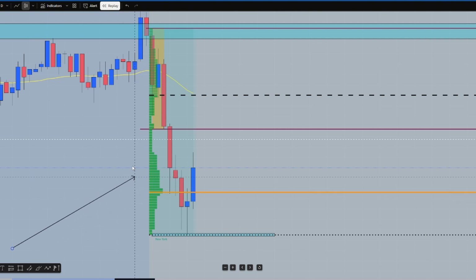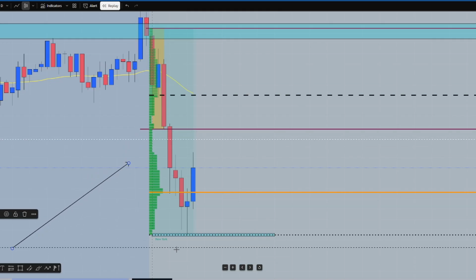And right now, what we can see happen is it come back up to test this composite value area high, and then test this ORB low. So that's what I'm having in my mind, tracking out the trade, tracking out the price action.